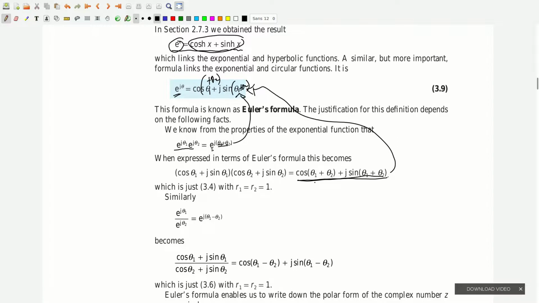However, we know that this can be written as this. This is the left hand side, e to the j theta 1 times e to the j theta 2, which is exactly this one, and then the representation can be written as the one here on the right. What do they say? It is similar to 3.4 with r1 and r2. So you remember 3.4, what was it telling us?